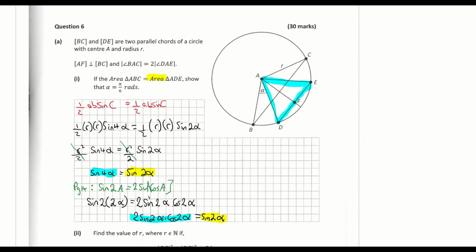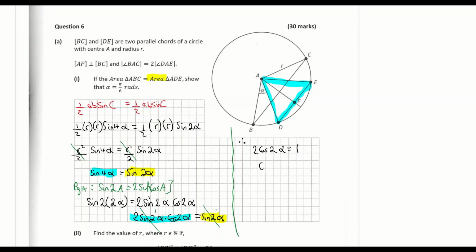Next thing I'm going to do is, again, I can see that there's a sine 2 alpha on both sides, so I'm going to divide across by sine 2 alpha. So in other words, they can cancel out and just leave me with 1 on both sides. So therefore, I'm now left with 2 cos 2 alpha is equal to 1 when I divide it across. When I cross it out, I must put in a unit of 1, because sine 2 alpha divided by sine 2 alpha is giving me 1.